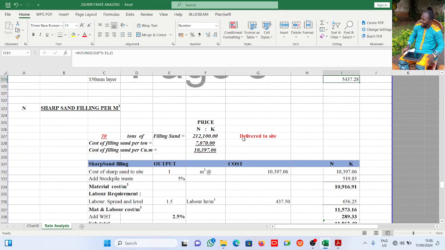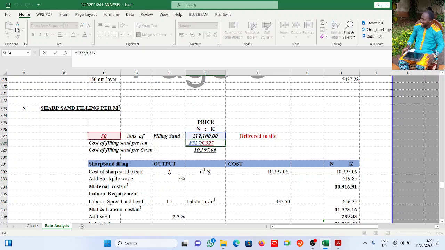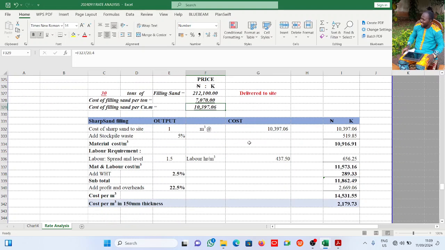Okay, now we have sharp sand filling. It is the same thing. I have this for 212,100 delivered to site. The cost of filling per ton is this, and in cubic meters, 20.4. So sharp sand filling for 1 cubic meter, I have this. Now stockpile waste.